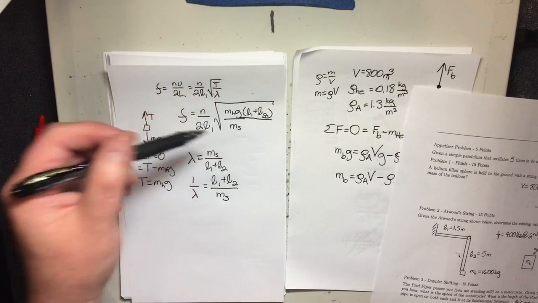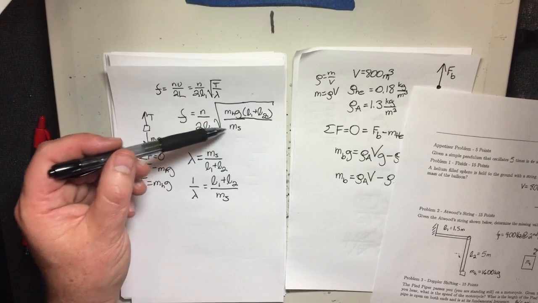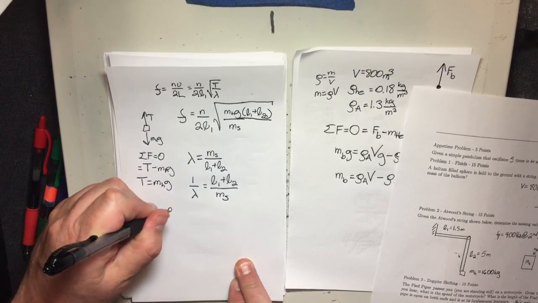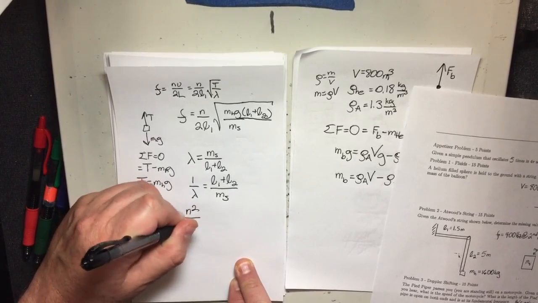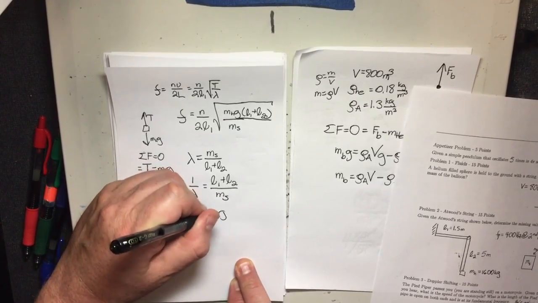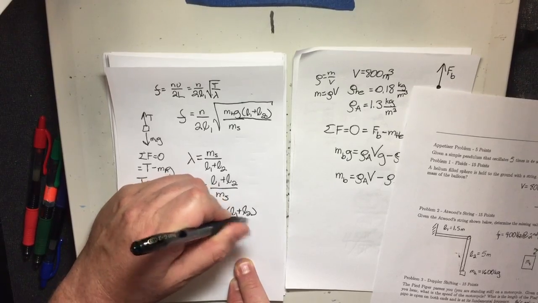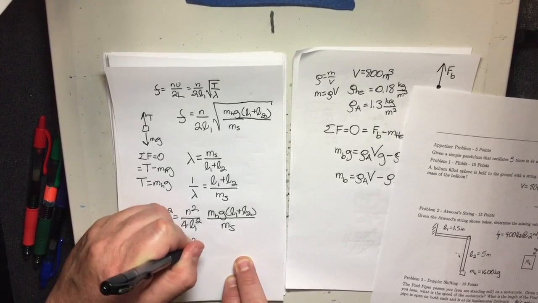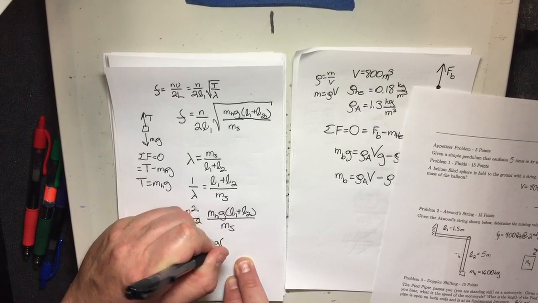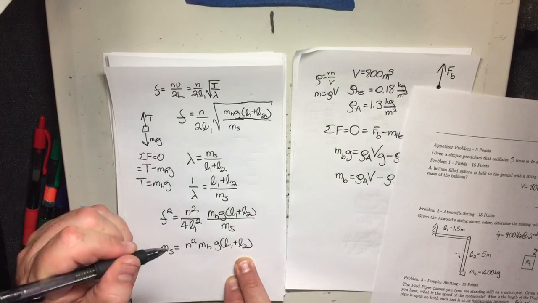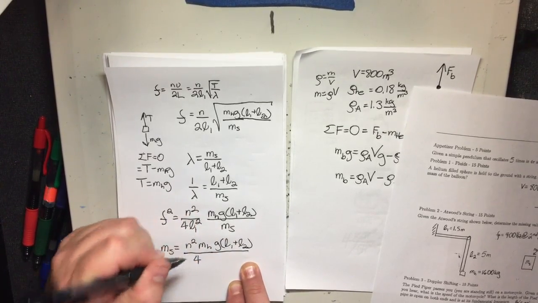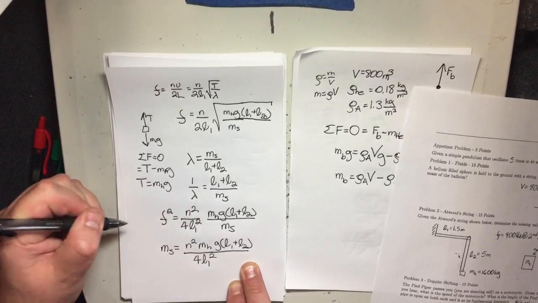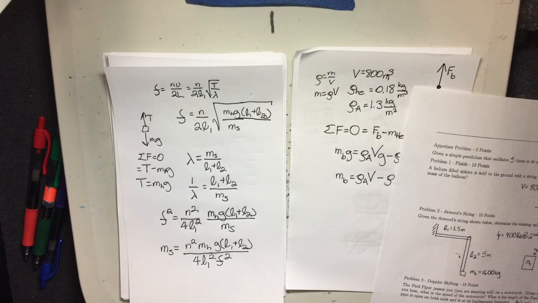So this is it. The task: solve for m sub s. So this is f squared equals n squared over 4L1 squared times mhg times L1 plus L2 over ms. Solve for ms. ms equals n squared mhg (L1 plus L2) over 4L1 squared f squared. And so all you do now is just plug it in. The alphabet soup mode is the way to go.